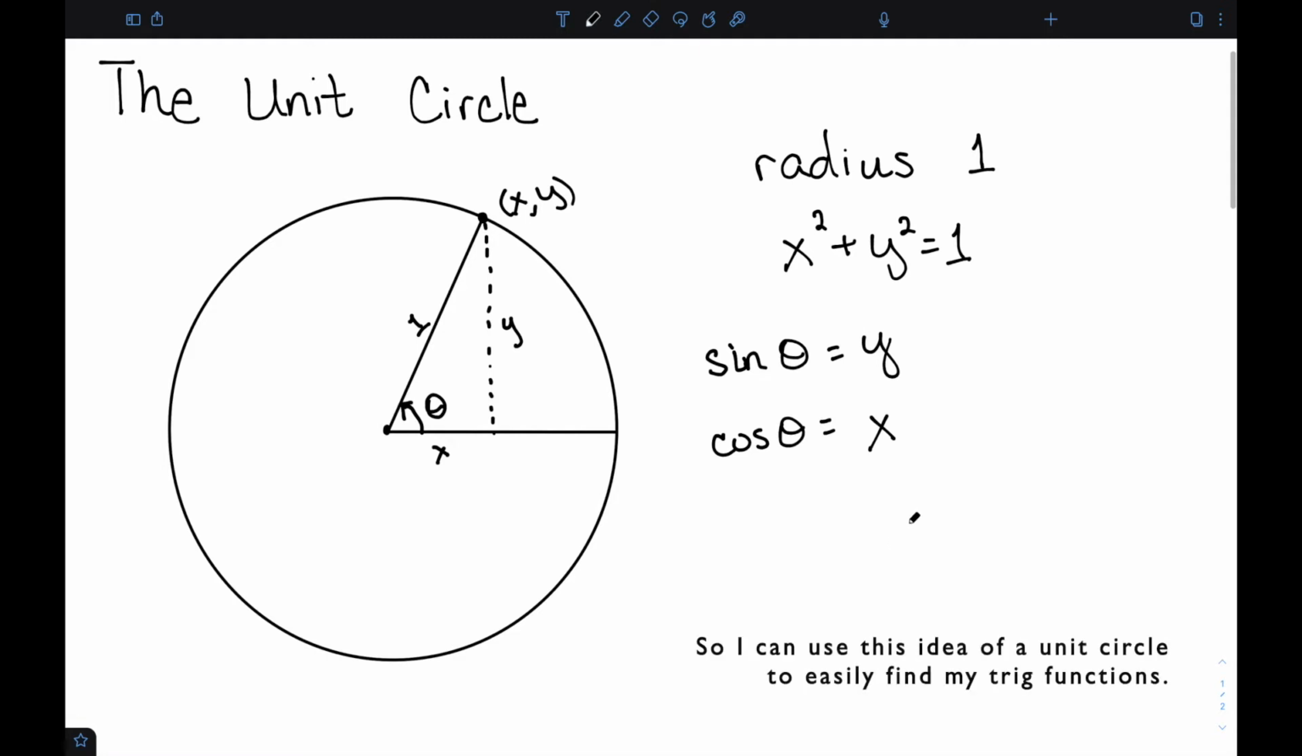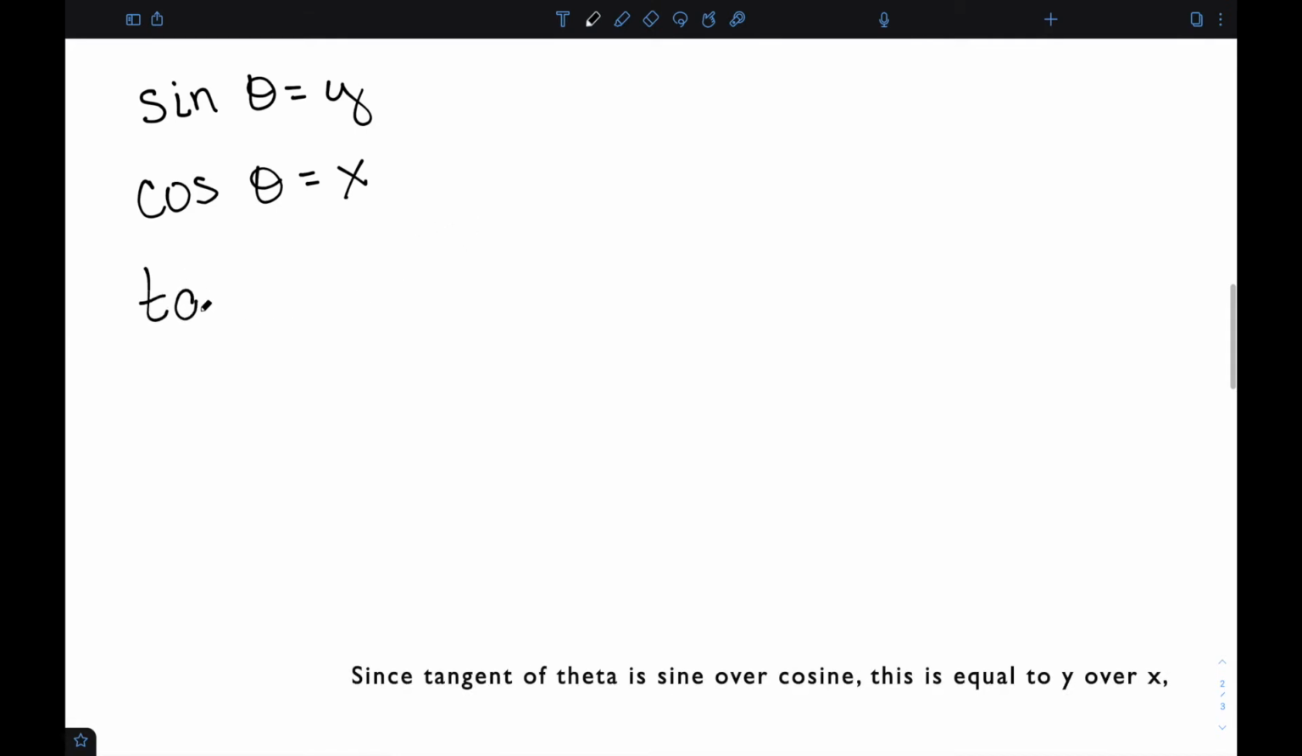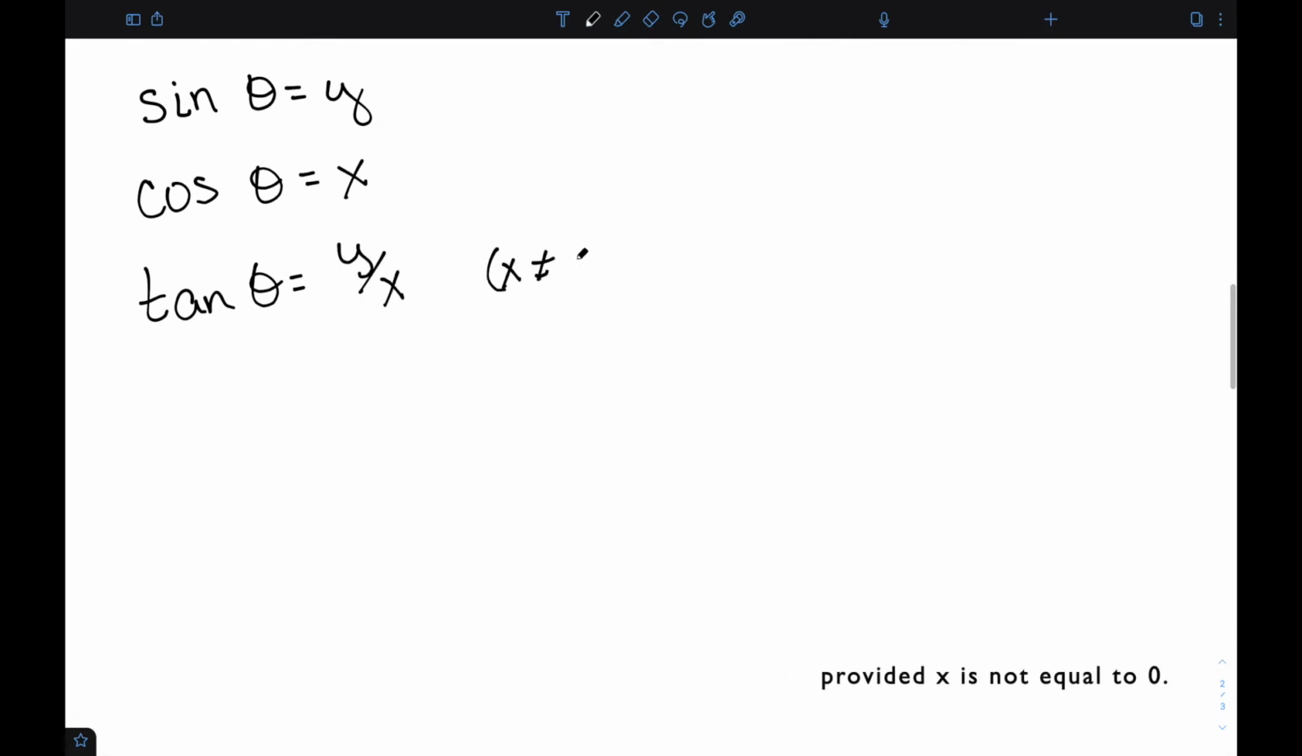So I can use this idea of a unit circle to easily find my trig functions. We know that sine of theta is y and cosine of theta is x. Since tangent of theta is sine over cosine, this is equal to y over x, provided x is not equal to 0.